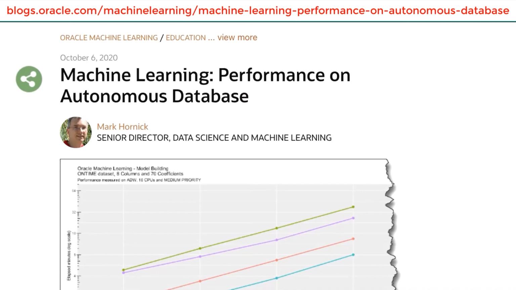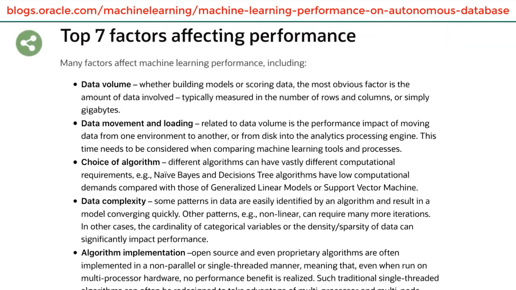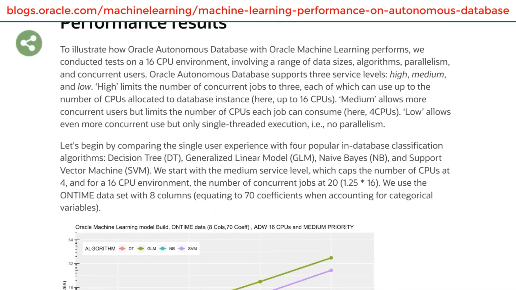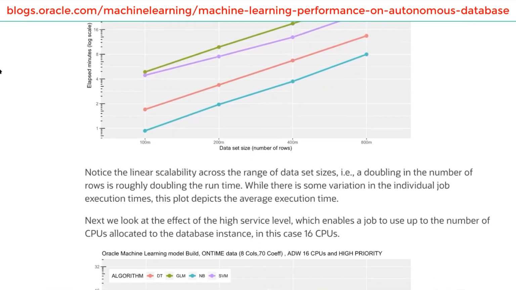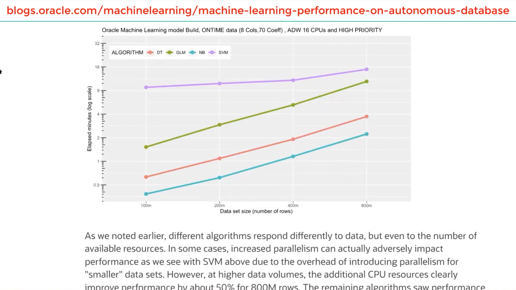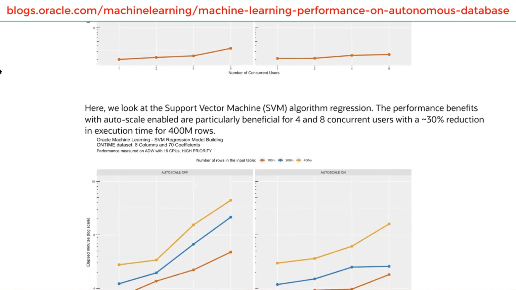To get started, as Marcus is showing the blog post here, it might give you a better idea as to what to expect for concurrent users. We're looking at the top 7 factors affecting performance, and then when you have autonomous database, how can you leverage that to the fullest? Here we're showing 100 million rows of data up to 800 million rows, and how different algorithms compare. Certainly we have linear scalability, but at one level it's also what performance you wish to get for certain users, and that can affect whether I have a 16 CPU, a 32 CPU, or a 2 CPU.